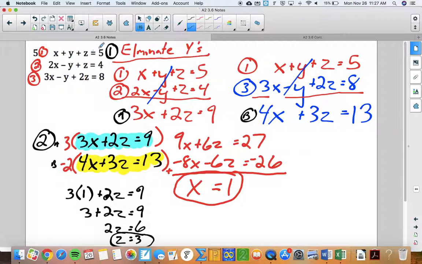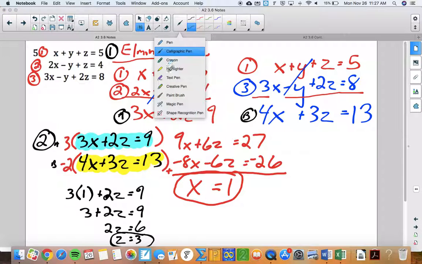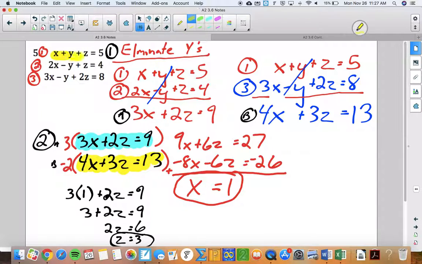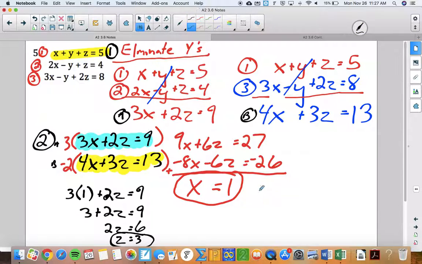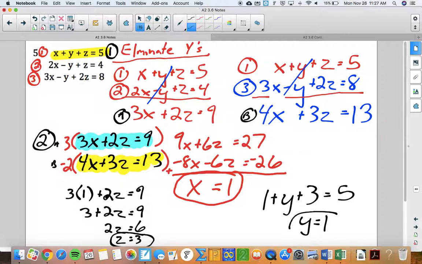Now I got to figure out y. So I need to look for an equation that has a y in it. And so I could use any of these equations that we started with because I know what x and z are, and this looks like the easiest one to do. So I'm going to use that equation now to figure out what y has to be. So let's see. X plus y plus z is 5. So 1 plus y plus z is 5. So that means that y has to equal 1.